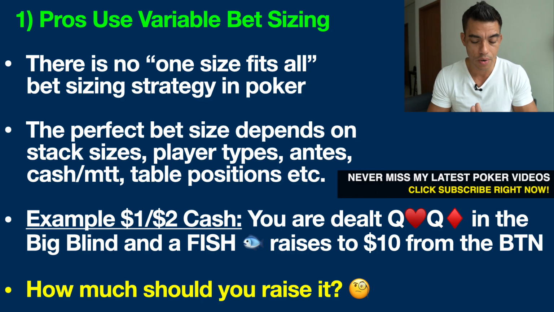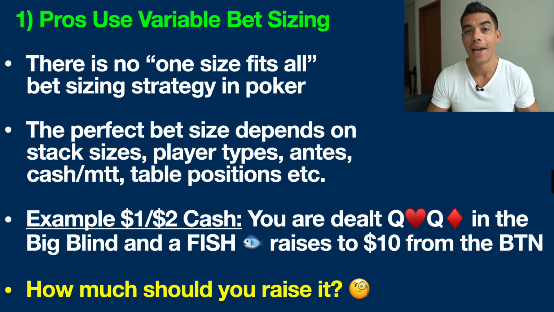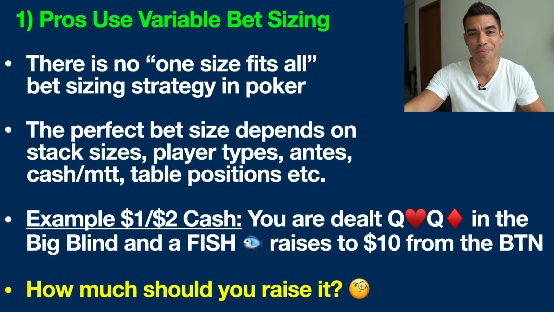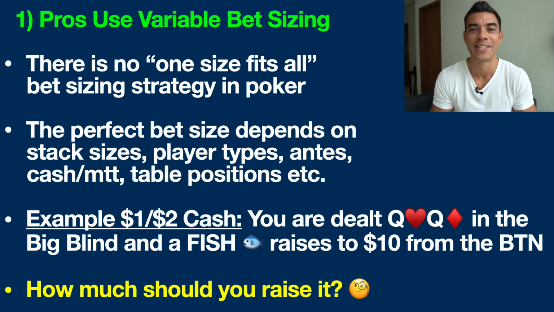So $1, $2 cash game, you are dealt 2 red queens in the big blind, and a fish, one of these recreational players splashing around just there to have a good time, raises it up to $10 from the button. So how much should you be re-raising in a situation like this? And I'm going to assume we're re-raising in this spot. We have the third best hand in Hold'em. We've got a player who's playing probably 50% of all hands dealt to them here on the button. We want to be re-raising for value here.